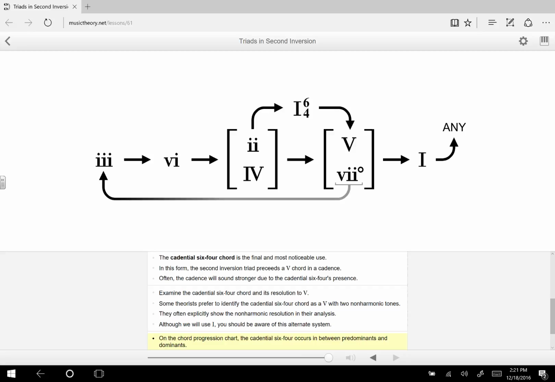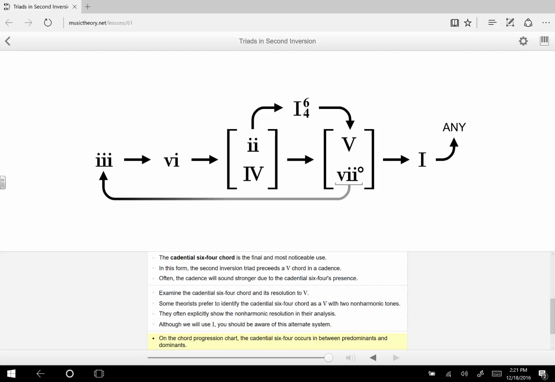Okay, so here is our chord progression chart. The cadential 6/4, if you look carefully, occurs in between predominance and dominance. Predominance meaning the 2 chord or the 4 chord, and the dominance meaning the 5 chord and the 7 diminished chord. So that's where you're going to want to place your cadential 6/4. Not anywhere, not randomly, but in that certain spot. A great place to have a 1, 6, 4 to a 5 is right after a 2 or a 4 chord.